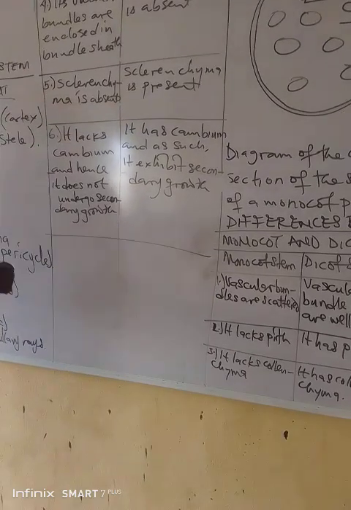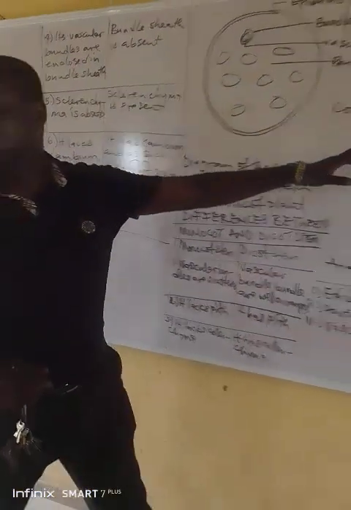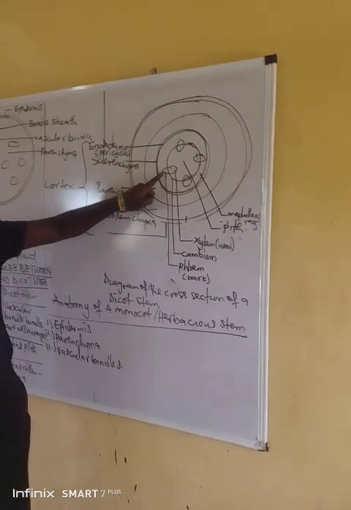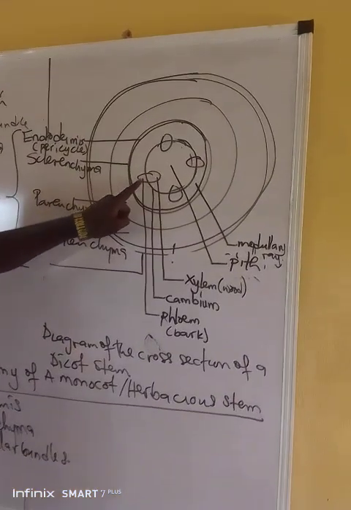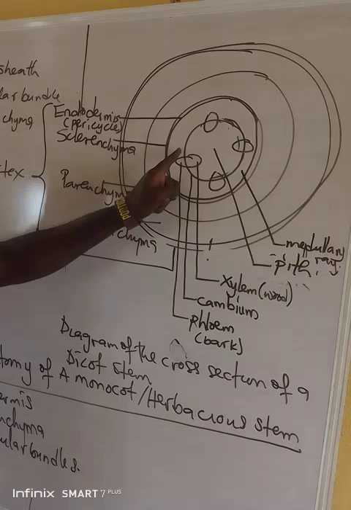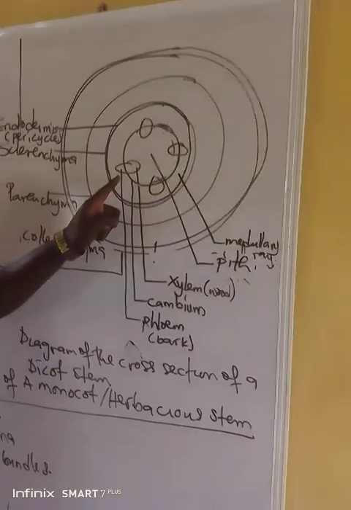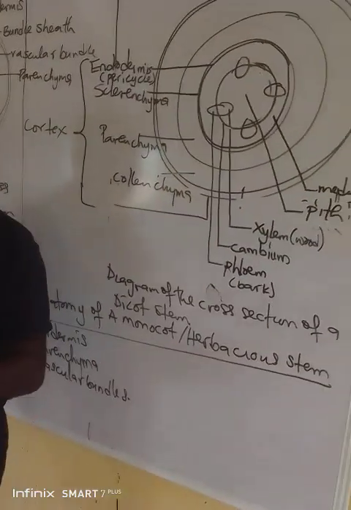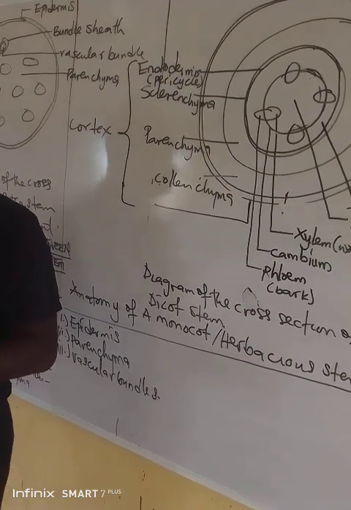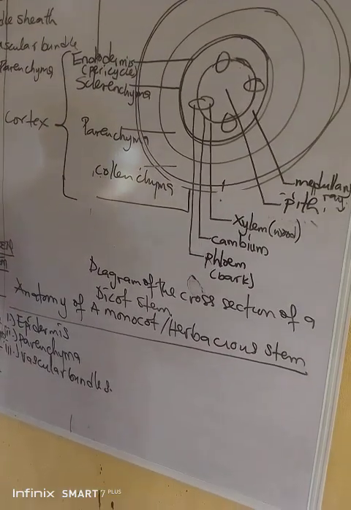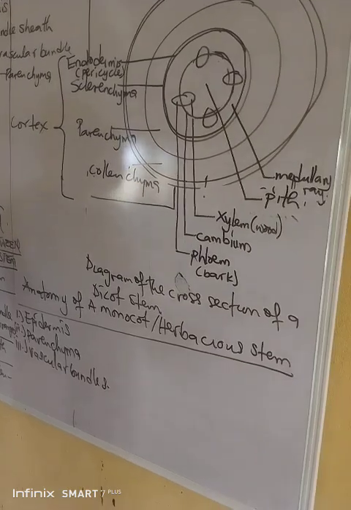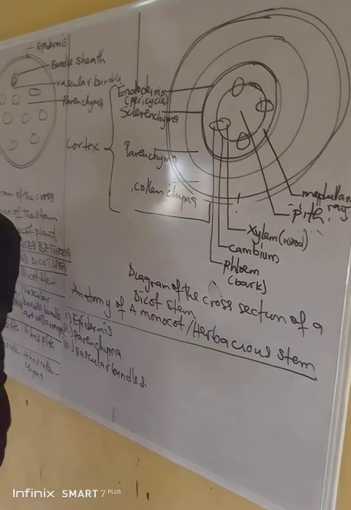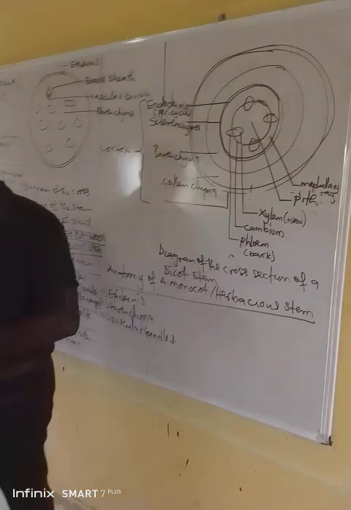Now, let me explain something here. Let's come back to this place. You will discover that the xylem is the one inside and the phloem is the one outside. In between them, you have this ring, which is called cambium. When we were doing mitosis and meiosis, I told you that cambium is an example of places where mitosis takes place, the meristem. And meristem is what? Actively dividing cells that are continually dividing for growth to take place.